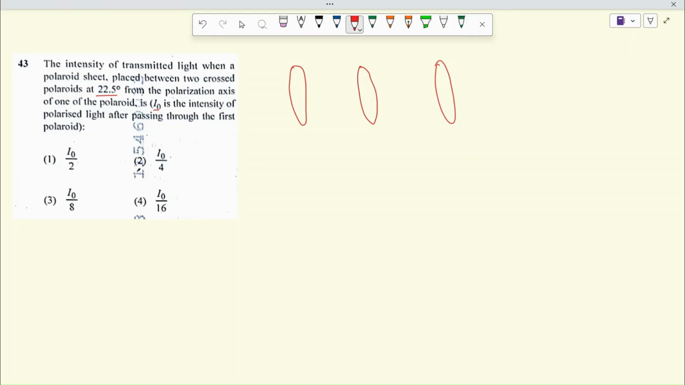Okay, so let's take all the three Polaroids like this. First one and third one are crossed, which means between these two the angle is 90 degrees. And first one and second one are 22.5 degrees, which means the other one is 90 minus 22.5. Now this intensity is given as I naught. Here let us say I1, here let us say I2 final.